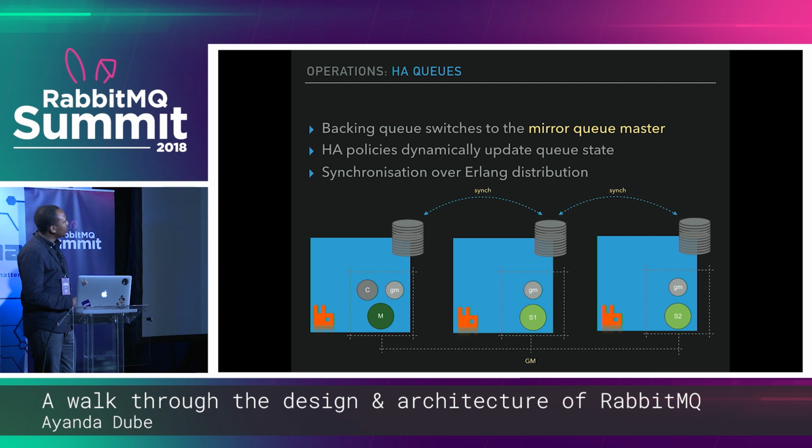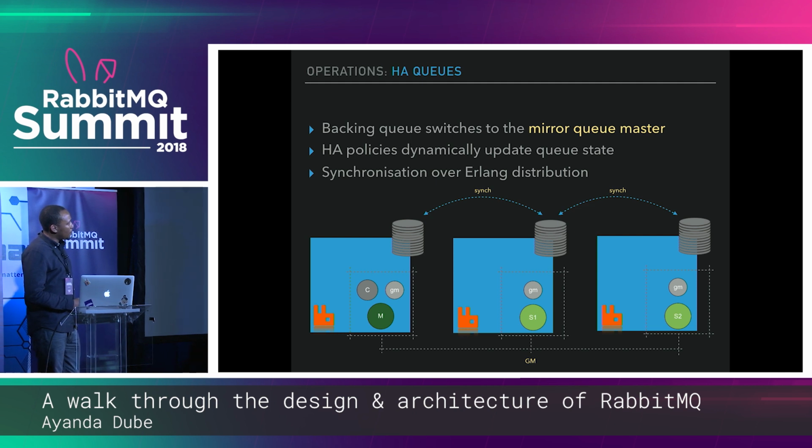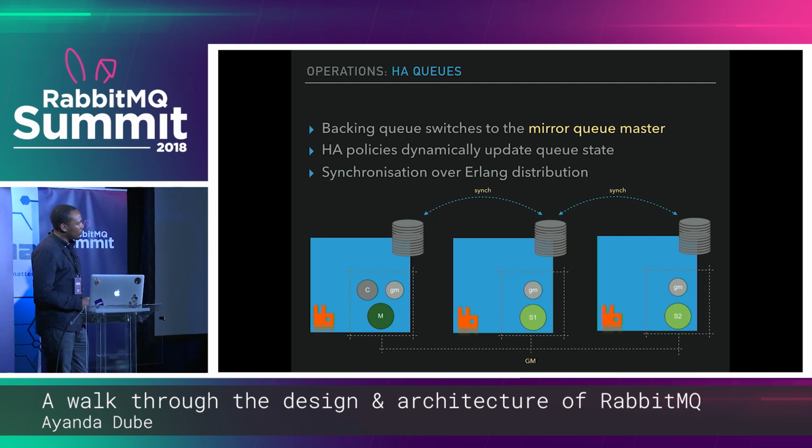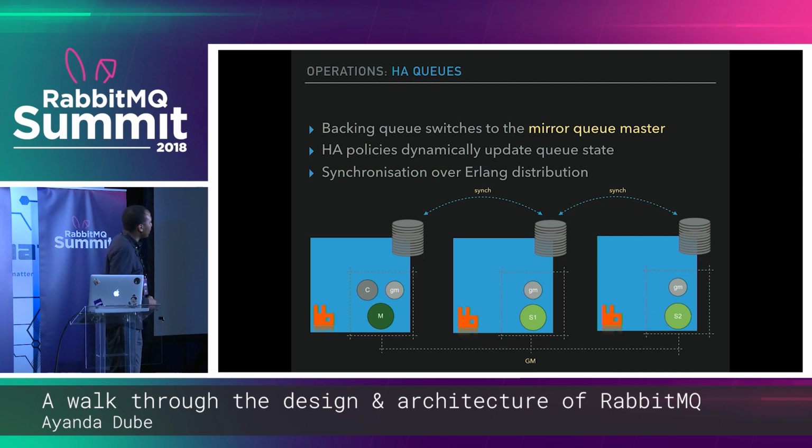Okay. And then just on HA queues, I did mention the backing queue. The moment you set a policy to make a queue HA, the backing queue changes to the mirror queue master module, right? And the queue state will be updated dynamically, right? And then all your synchronization operations will be handled over Erlang distribution. So what actually happens is you've got your master queue process, which will be created. And if you set an HA policy, you get slave queues which are created on the other nodes, right?